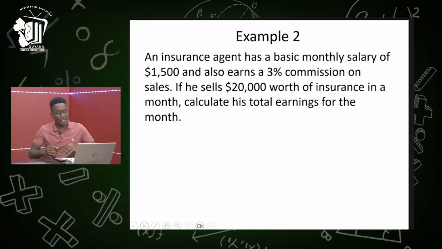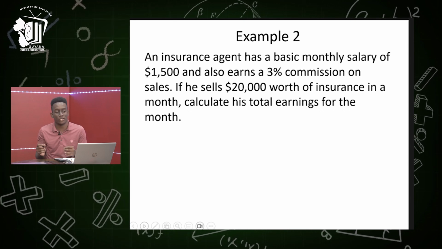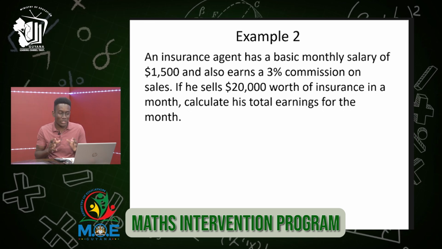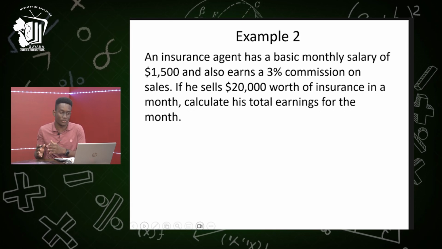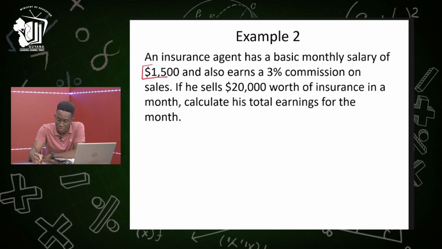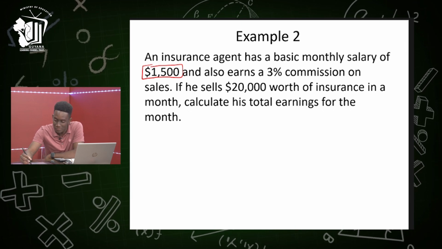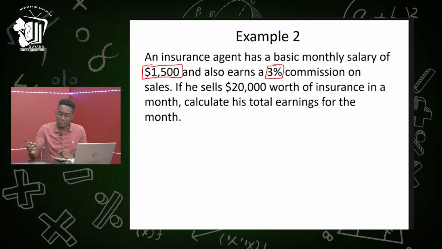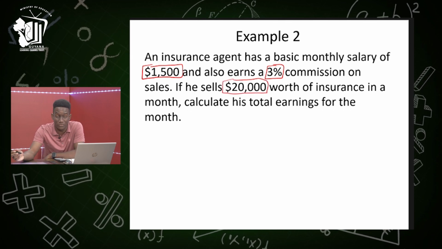So this example says an insurance agent has a basic monthly salary of $1,500 and also earns a 3% commission on sales. So if he sells $20,000 worth of insurance in a month, calculate his total earnings for the month. So we see we have the agent, his normal monthly salary is $1,500, which is probably in US. And the agent also makes 3% worth in commission. So for this month, he sold $20,000 worth of insurance.